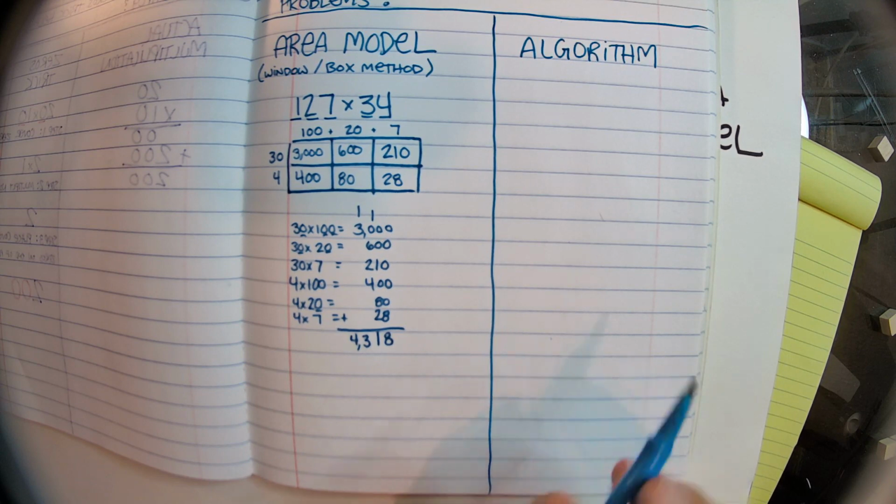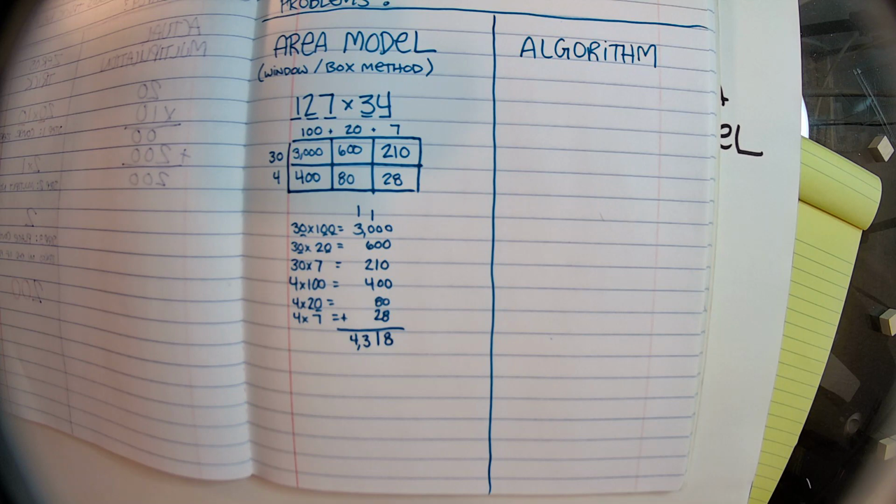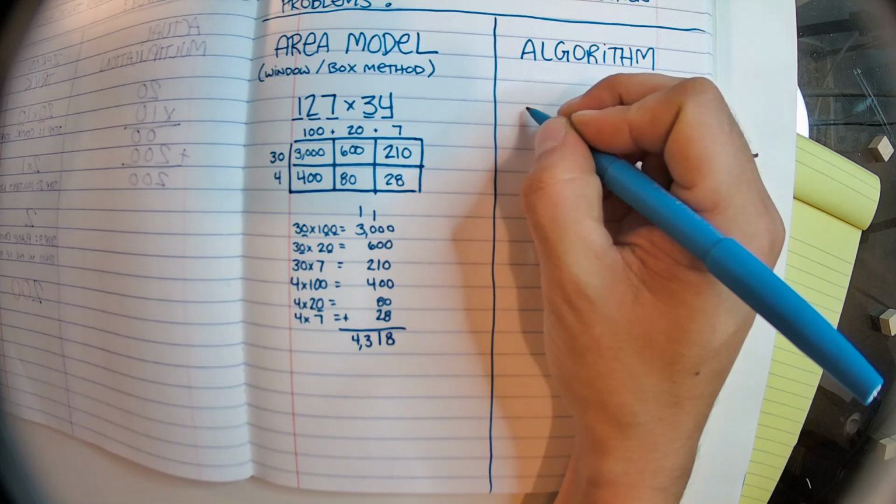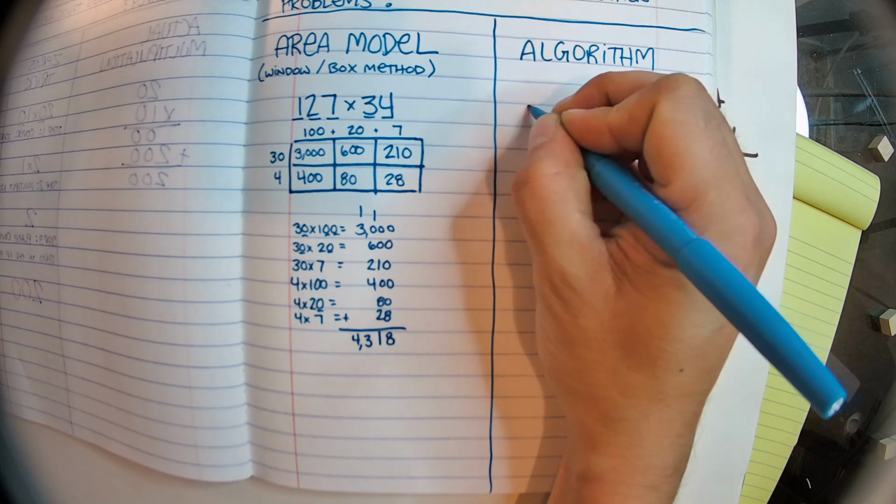Next up, we're going to look at the algorithm. The algorithm is the easiest way once you practice it, because you can use the algorithm to get really large numbers without ever having to do anything more than a math fact. So we're going to look at the order that it goes in, and then we're going to look at how it is a list of math facts. Okay, so the first thing we're going to do is set up the problem.